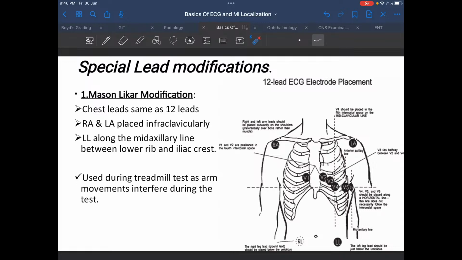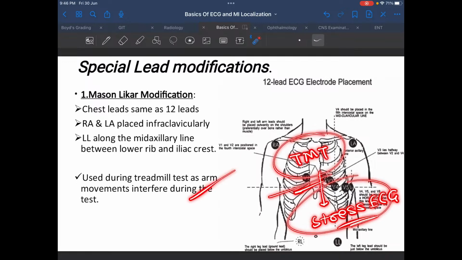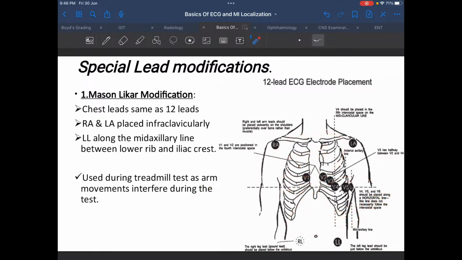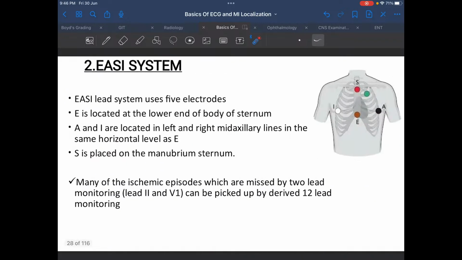So this is the Mason-Likar modification. And where am I going to do this? I'm going to do it when I'm conducting a treadmill test. In the treadmill test I'm going to see a stress ECG being done, because my movements are going to interfere during the test with the patient, right? So this is the Mason-Likar modification. We have some other ones as well. We have the EASI system as well.